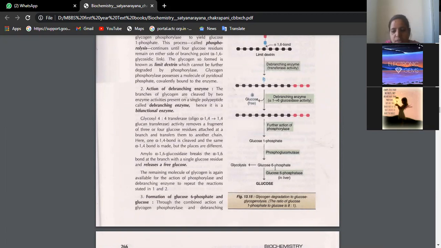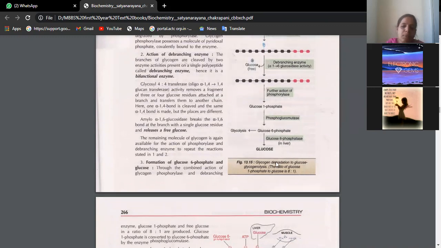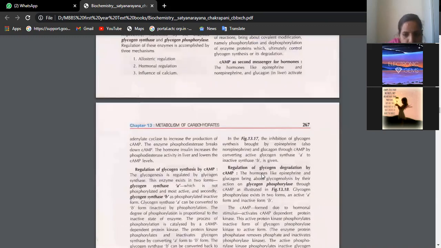Von Gierke's disease, Pompe's disease, McArdle's disease, so many. For example, glucose 6-phosphatase, suppose this is missing. In Von Gierke's disease, you will see glucose will not be formed and the glucose 6-phosphate will be accumulated in the liver.